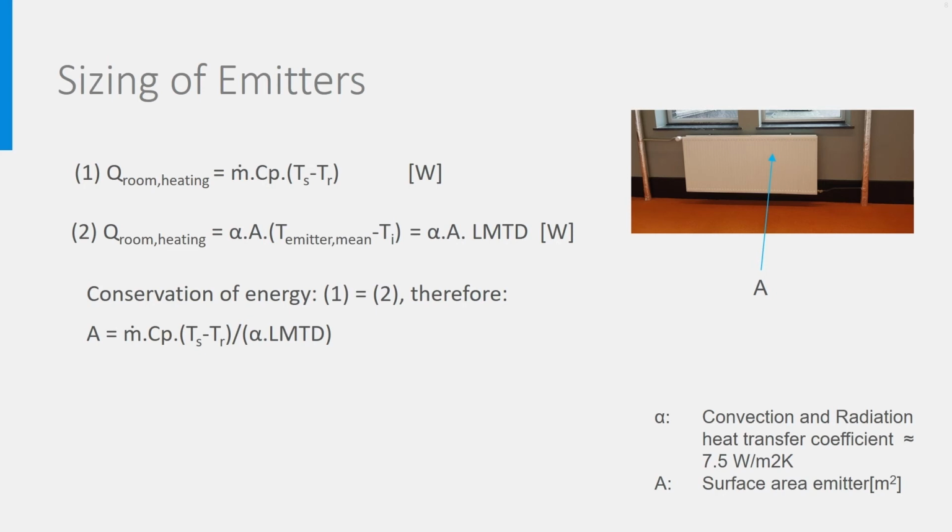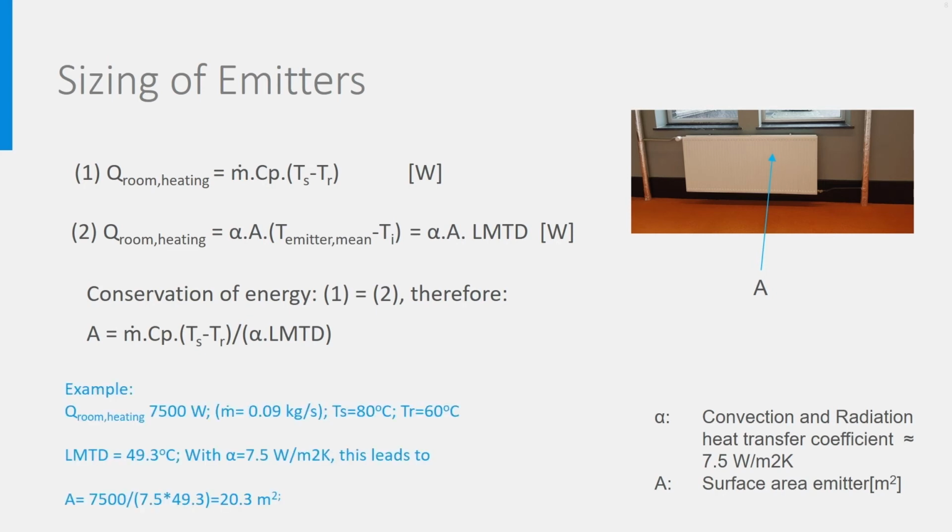If we take again our example with a heating load of 7500 watt and supply and return temperatures of 80 and 60 degrees, this leads to an LMTD of 49.3, leading to a surface area of 20 square meter. This seems big, but the power of 7.5 kilowatt corresponds to a large room of about 125 square meter. In such a large room, one could place 8 radiators of 2.5 meter by 1, for example. As we will see in the next slide, there are also lots of ways to increase the effective surface area of the radiator without increasing its size too much.